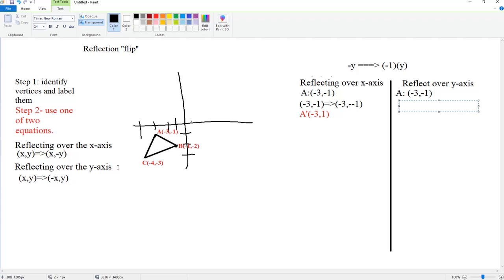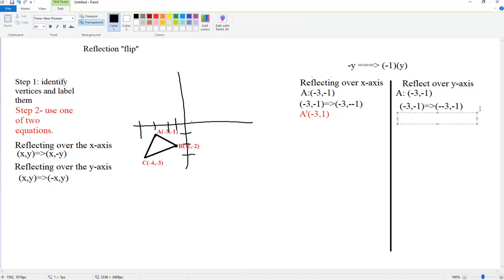Again, this is useful for every single reflect over y-axis. All you're doing is just plugging in different numbers depending on what point you have. So here I have negative 3, negative 1. And then I remember that my x is going to have the negative sign in front of it. So it's going to be negative negative 3 and then negative 1, because my y doesn't have anything there. So whatever my y was, I just plop it down.